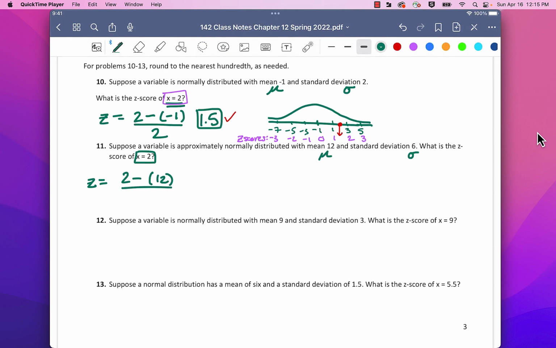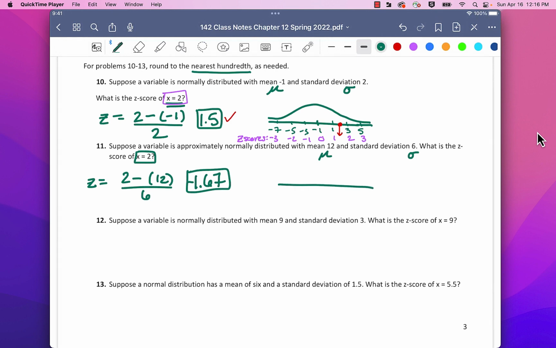I guess I didn't really need parentheses there, but we'll just throw them in there, divided by 6. So notice for this one, our z-score is going to be negative. So grab your calculator, and again, up here we were told we're going to round to the nearest hundredth for these. So when you find your value there, negative 1.67 would be our z-score.